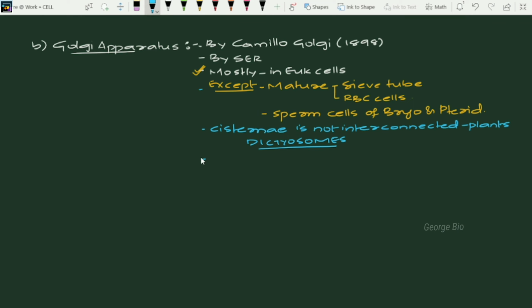We'll go for the second. In case of fungi, it consists of very poorly developed Golgi apparatus, where the cisternae is very less developed, and that is called unicisternal Golgi bodies. It's a characteristic feature of fungi.